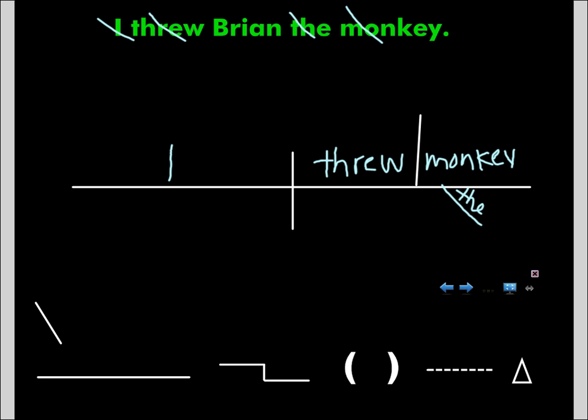Listen to the reasoning here. If I used the word or the phrase to Brian, what would it be modifying? What would it be giving me information about? Where I threw it. Give me information about the verb, right? Diagram a prepositional phrase below "threw" as if it were to Brian, just don't write the "to."